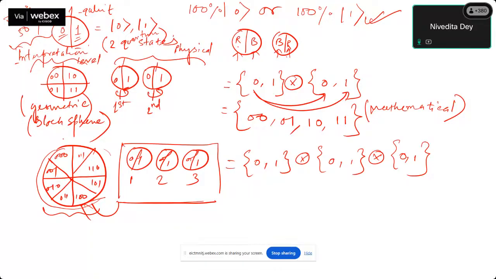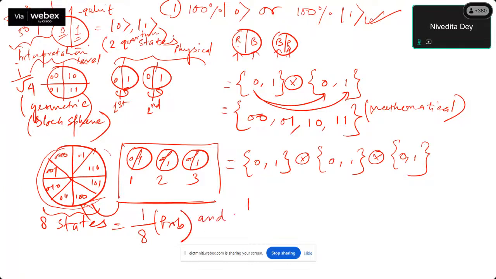Because here the amplitude is 1 over root 2. Here it is 1. Here it is 1 over root 2. Here it is 1 over root 4. I'm not writing 1 by 2; I'm just writing 1 over root 4 in terms of number of states. But here, since I have 8 states, each state will have a probability of 1 by 8. This is the probability. And 1 over root 8 is the amplitude. So the more we can accommodate, the less power it will possess. I hope now it is very clear.